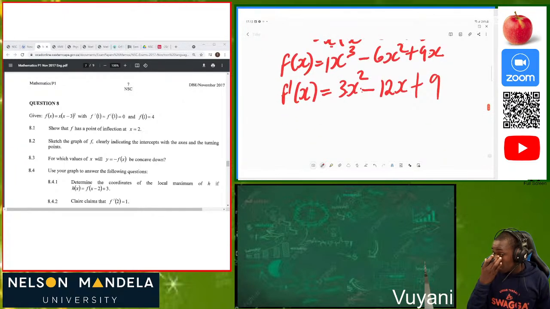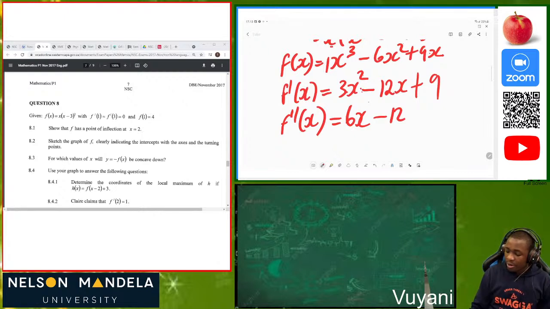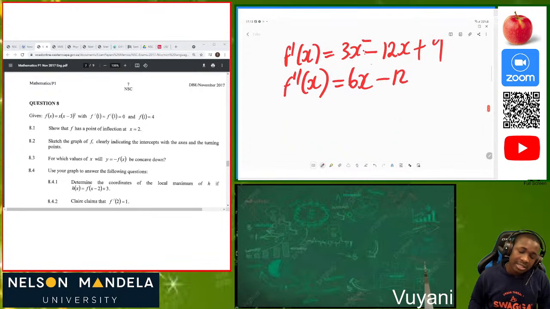We are not yet done. We're going to take the second derivative. So we need f double prime of x, so we derive this first derivative. 2 times 3 is 6, then x, with 2 minus 1 being 1. Then minus 1 times 12 is 12, then 1 minus 1 is 0. So we have the second derivative to be 6x minus 12.